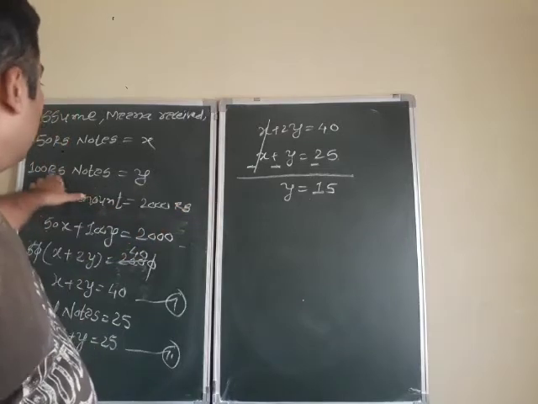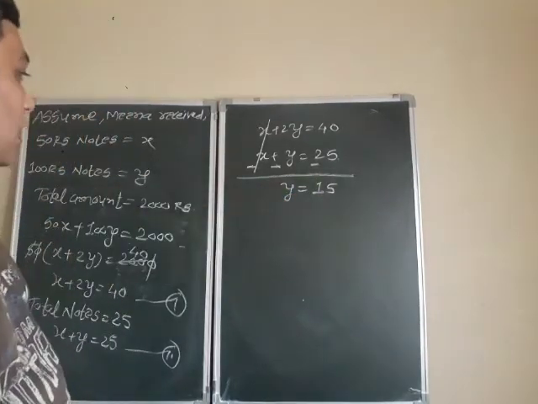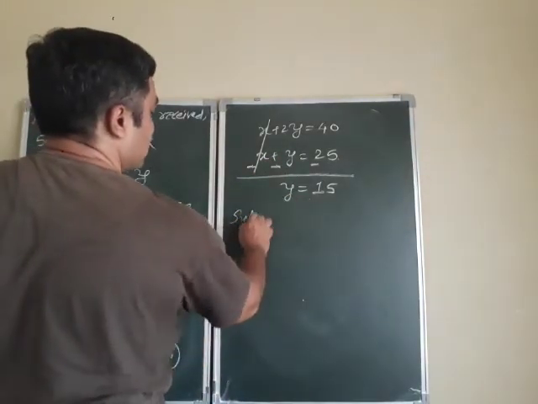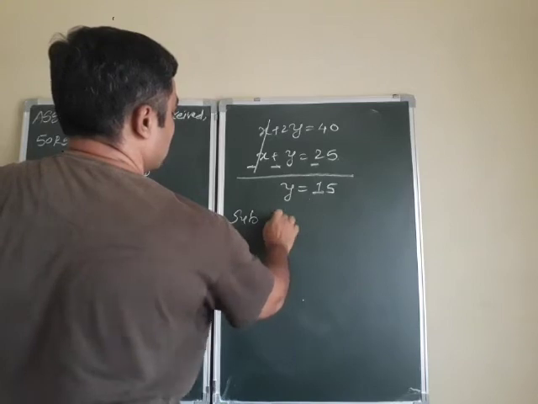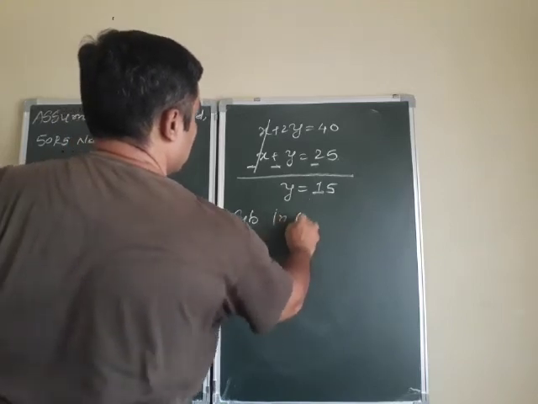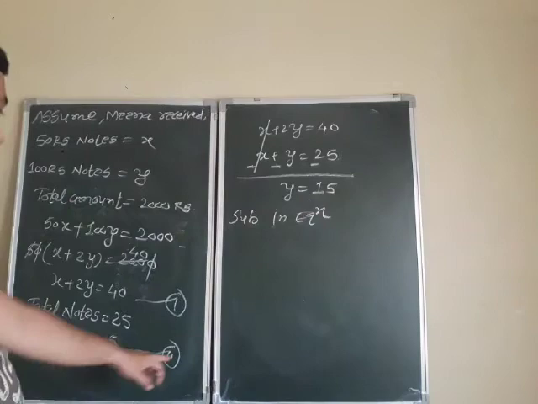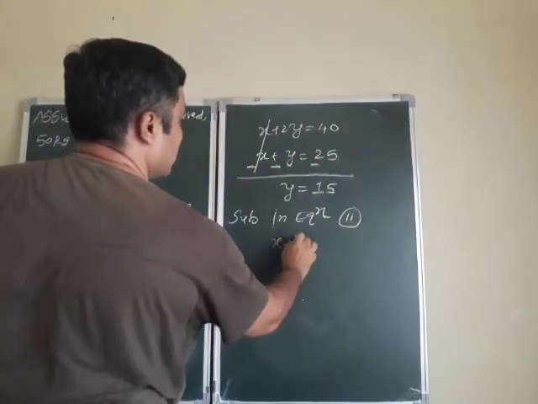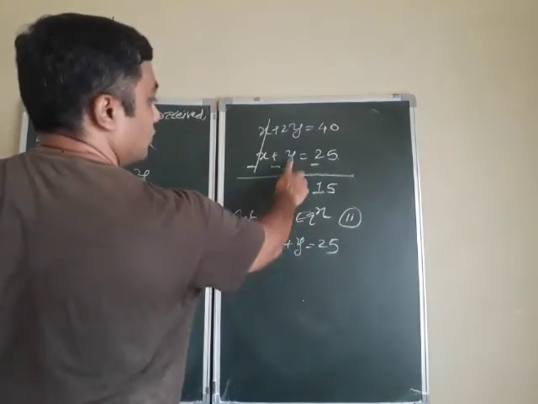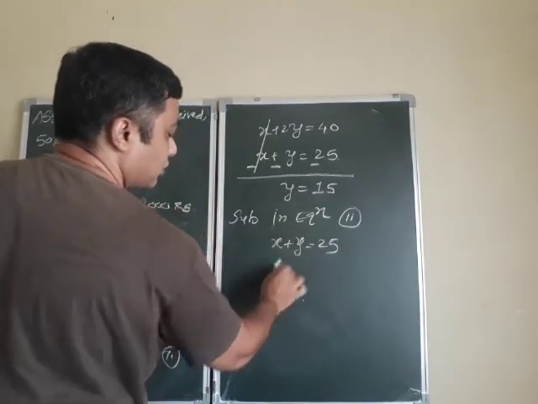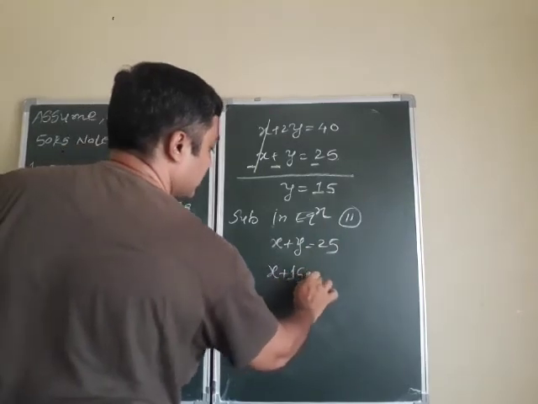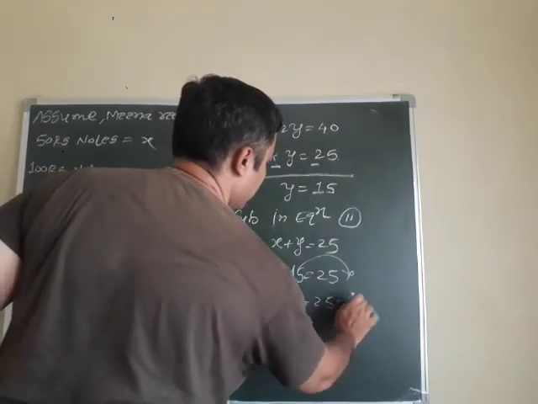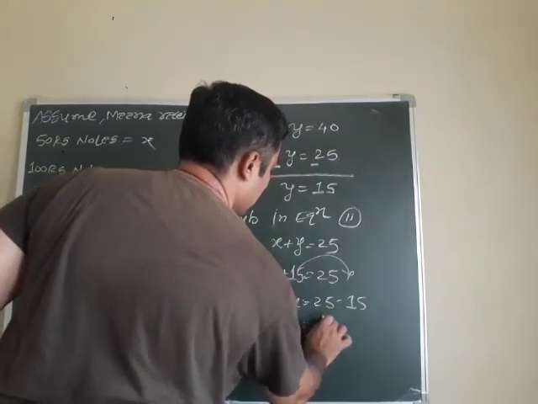So Meena received 100 rupees notes 15. And now the value of y you can substitute in any equation. So substituting this value of y in equation number 2. So the second equation is x plus y is equal to 25. Y comes 15, so I am substituting y as 15. So x plus 15 is equal to 25. 15 goes to the other side, so x is equal to 25 minus 15, and that is equal to 10.